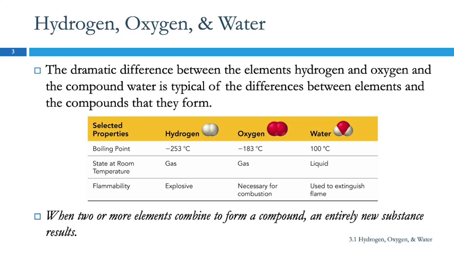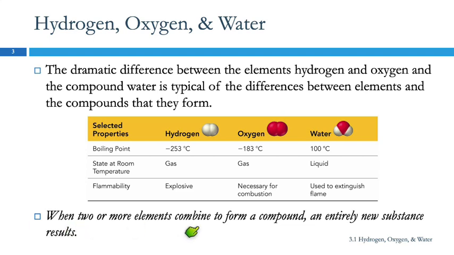When elements combine to form a compound, they change their properties dramatically. And we can look at the example of hydrogen and oxygen forming water. So hydrogen and oxygen are gases at room temperature. Hydrogen is explosive. Oxygen is what's necessary for combustion. But you combine those two things to form water, and now it's a liquid at room temperature, and it can actually be used to extinguish flames. So the properties are vastly different.